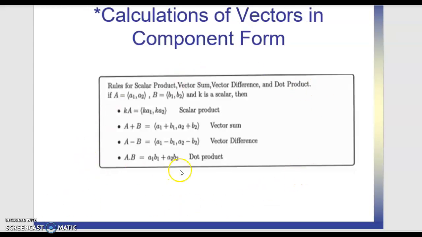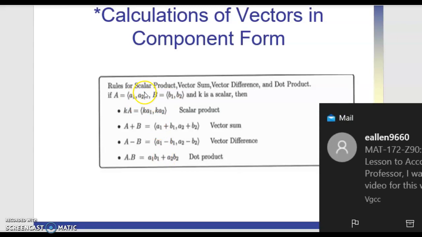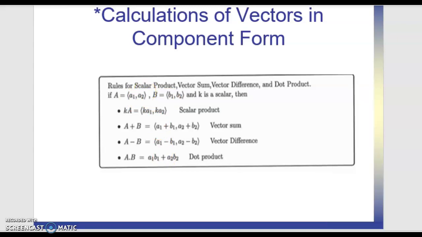Here are the formulas for calculations of vectors in component form. The dot product mentioned on the previous slide, the formula is here. To find the dot product of two vectors in component form, you multiply the first component of both vectors and add to that what you get when you multiply the second component of both vectors.